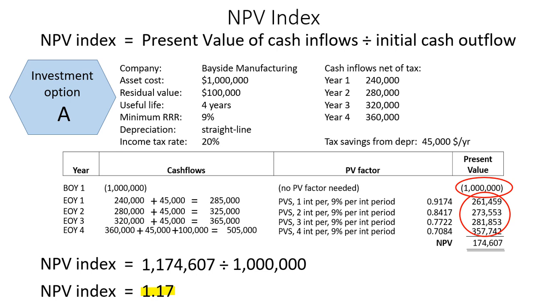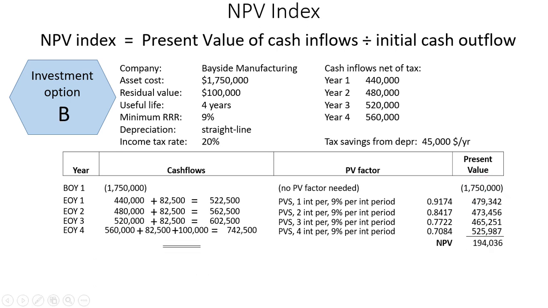This by itself is of limited use. If the underlying NPV was positive, the index will be greater than 1, and if the underlying NPV was negative, the index will be less than 1. But the index's best use is in comparing two options.